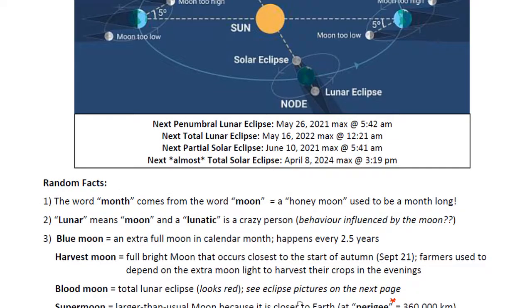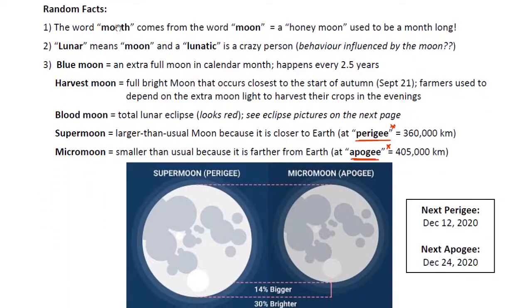Here are some random facts for you. The word month actually comes from the word that means moon. And once upon a time, honeymoons used to be a month long. So husband and wife would get a month away together, not having to serve in the military or not having to work, and family would take care of them for that month. Pretty good deal. Now we get, what, a week? 10 days, if you're lucky?